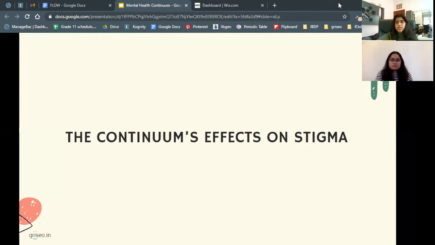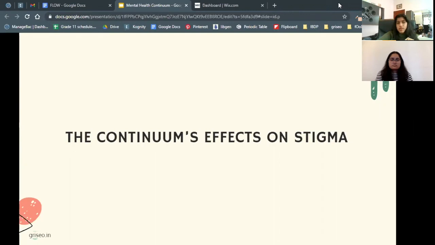So basically, after learning about the continuum, the participants were able to drop their stigma around it and actually understand that even though someone may be diagnosed with a mental disorder, they can go through emotions that a person who is in the healthy stage has gone through as well.